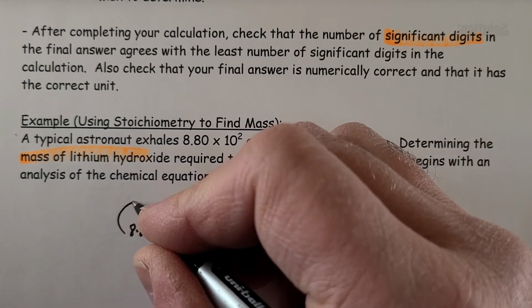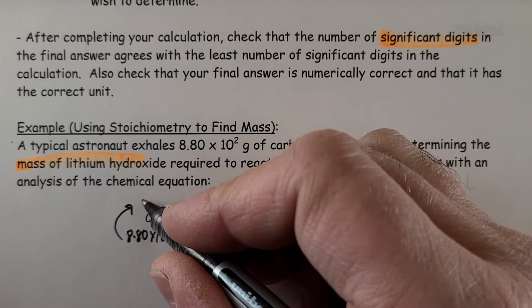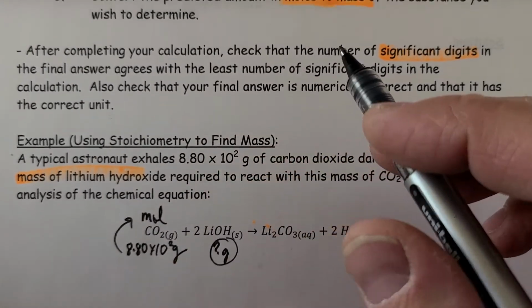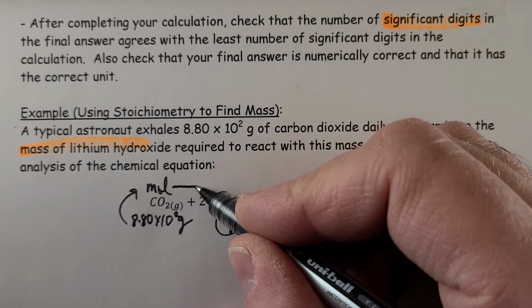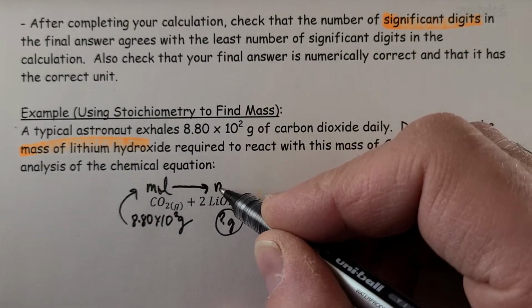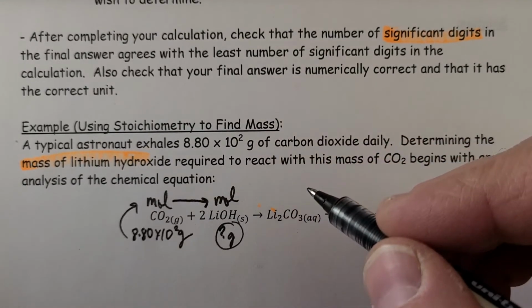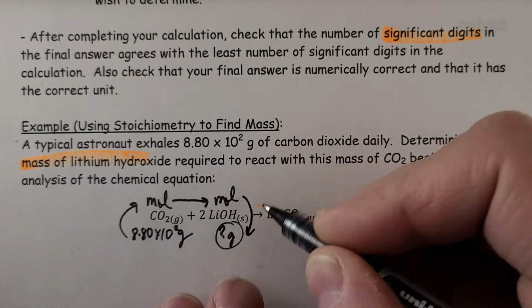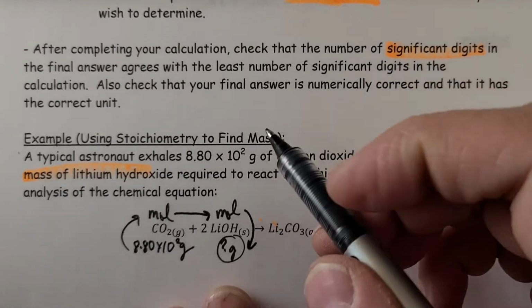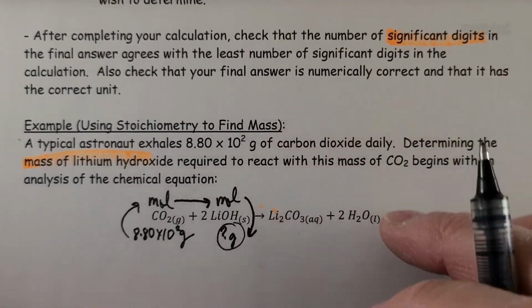So first of all, as listed in step 1, convert the given amount to moles. So we're going to convert that to moles. Then step 2, use the mole ratio to go from moles of carbon dioxide to moles of lithium hydroxide. And then lastly, convert moles to grams of the required substance. So those are the 3 steps that we are going to require here.